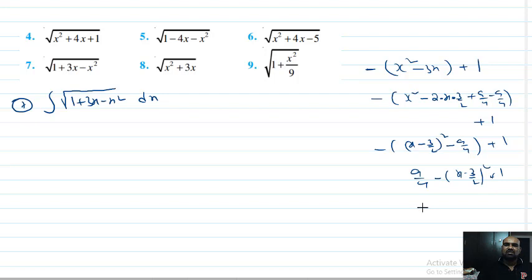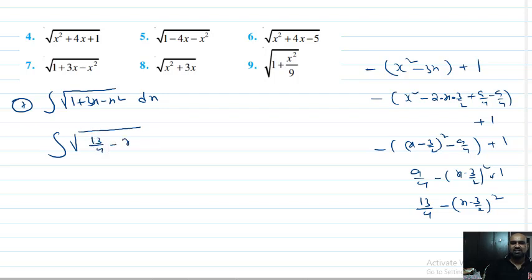Okay, students. I hope this is 13. 13 by 4 minus of (x minus 3 by 2) whole square. Okay. Now, I want to write integral of root over 13 by 4 minus (x minus 3 by 2) whole square dx. Just let x minus 3 by 2 be taken as t. It implies dx equal to dt.